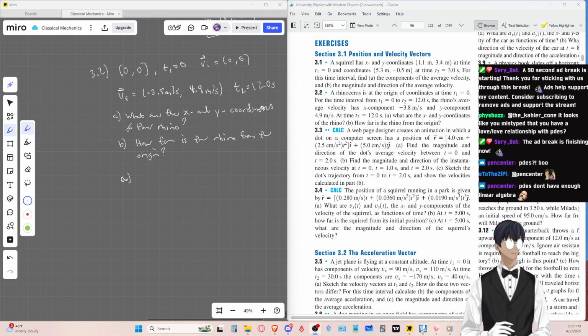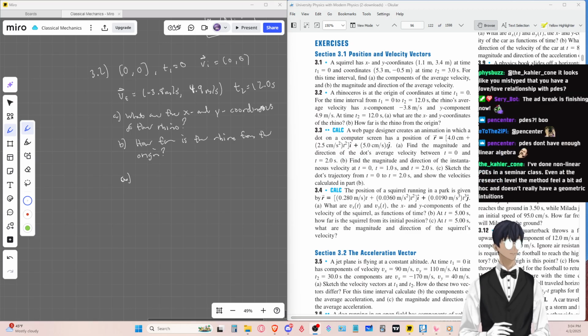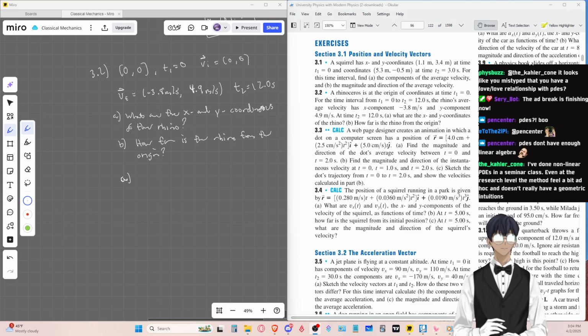PDEs don't have enough linear algebra. Oh, I see. I've done nonlinear PDEs in a semester class, a seminar class, even at the research level. The method feels a bit, and it doesn't really have geometric intuition. Oh, I see.